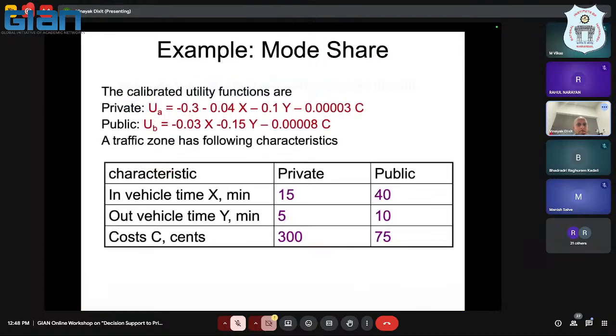So we've gone through that. This is another example which we are going to be doing, where you have a private car which has this utility function, and a public vehicle which has this utility function. The way this is set up is, there is a bias, of course. This constant is the modal bias. Then you have an in-vehicle time preference.